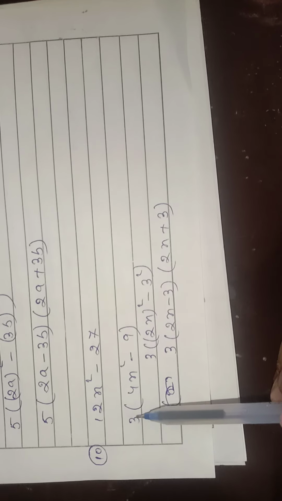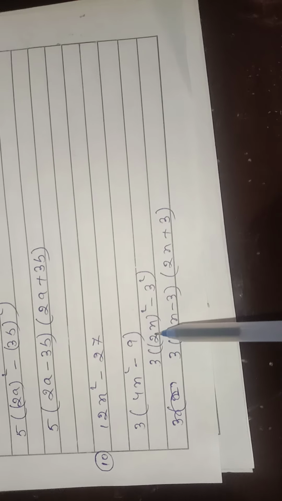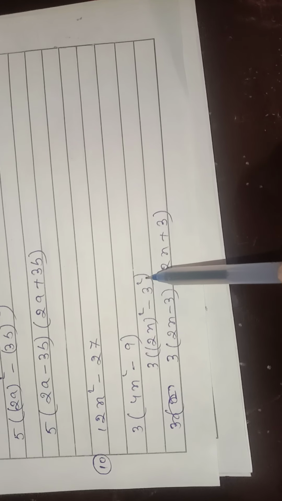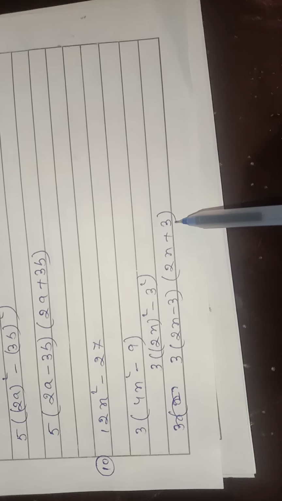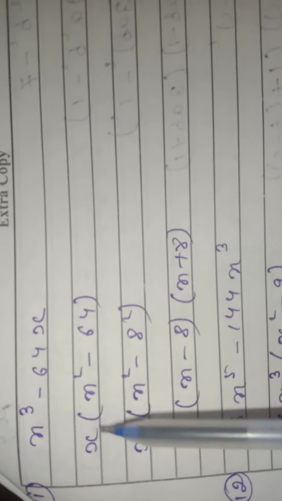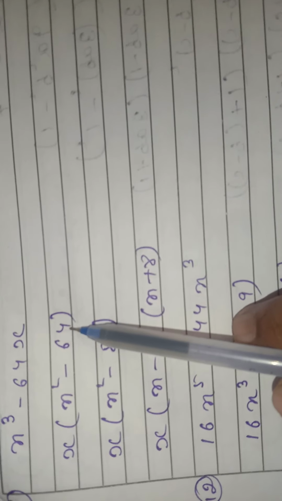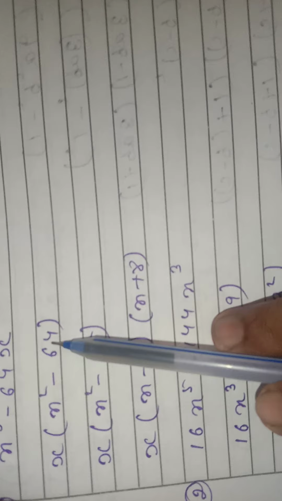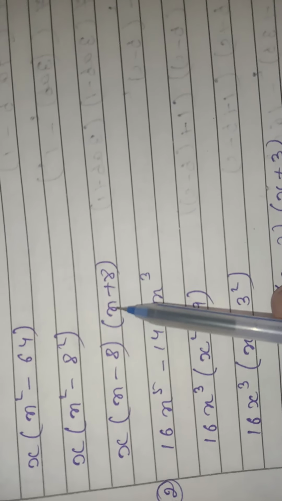What is common here? That we have got 3. 3 4s are 12, 3 9s are 27, that means 2x, 3. Once in minus and other time in plus. What is common here? That is x. So x square minus 64. x square, 64 that is 8 square. Once in minus, other in plus.